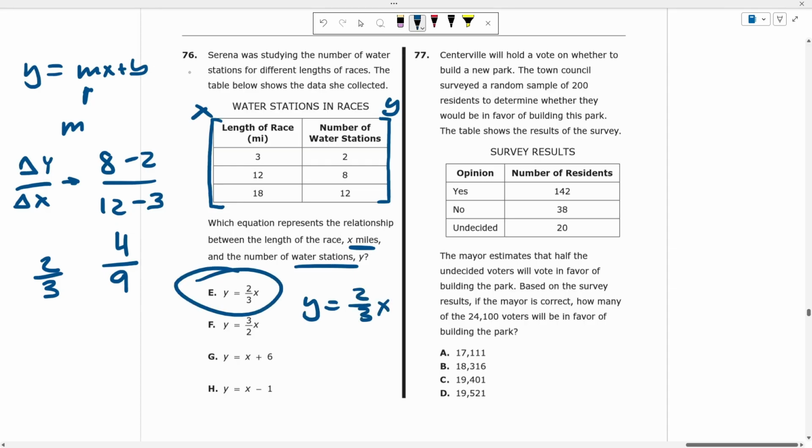Why didn't I solve for b? Because no other answer choice here had 2/3 x as their slope. So the relationship is that the number of water stations is equal to 2/3 the length of the race.